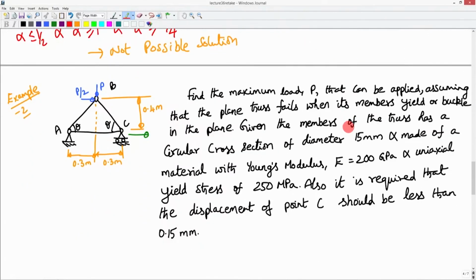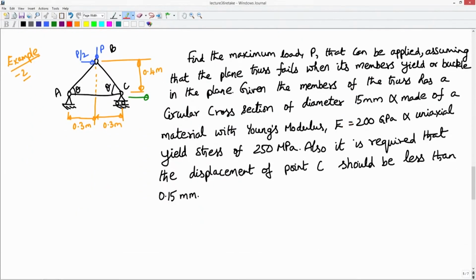Now, we will move on to the second example. In the second example, we are interested in solving a truss problem. What we want is to design the truss so that it will take the load P, that is, the members of the truss are fixed. You want to find what is the maximum load P that can be applied, so that the members do not fail, and there is a restriction on displacement of this point C.